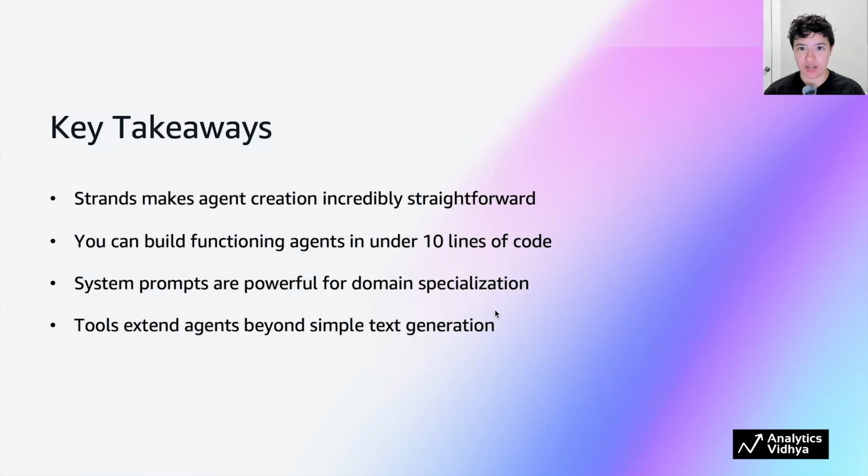Now here are some key takeaways from Lab 1. Strands makes agent creation incredibly straightforward. You can build functioning agents in under 10 lines of code. System prompts are powerful for domain specialization. And finally, tools extend agents beyond simple text generation.